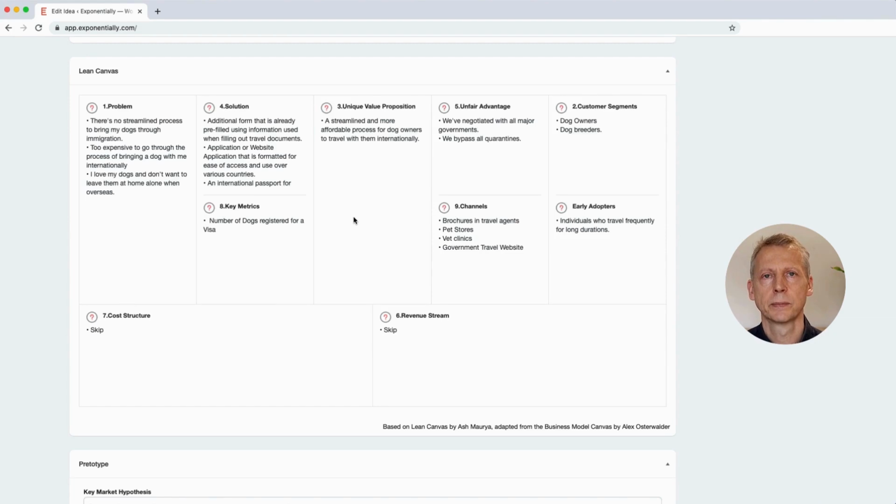And then finally, the channels, number 9. And this is where we try and work out, how would we access them? How would we get the service in front of these people? And here we've got things like brochures in travel agents, pet stores, veterinary clinics, and government travel websites, for example. So that's a quick snapshot of how I would do the Lean Canvas for this Visa for Dogs example.